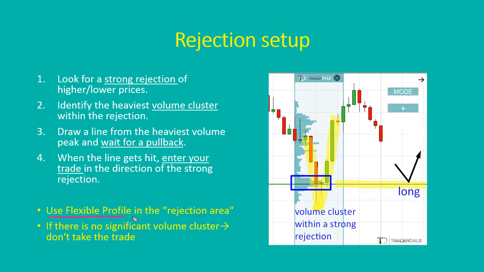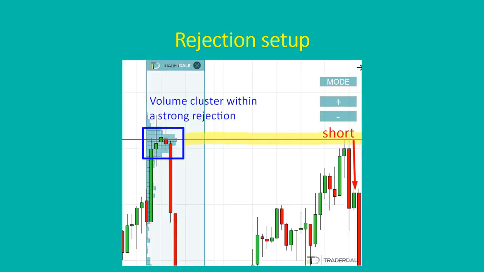You use the flexible profile on the rejection area. So as in the picture, this is the rejection area. This is where you use the volume profile. You are interested only in the volumes within the rejection. And the very important thing here is if there is no significant volume cluster within the rejection, then you don't take the trade. So if you don't see anything like this, if you don't see any significant volume cluster, then there's no trade.